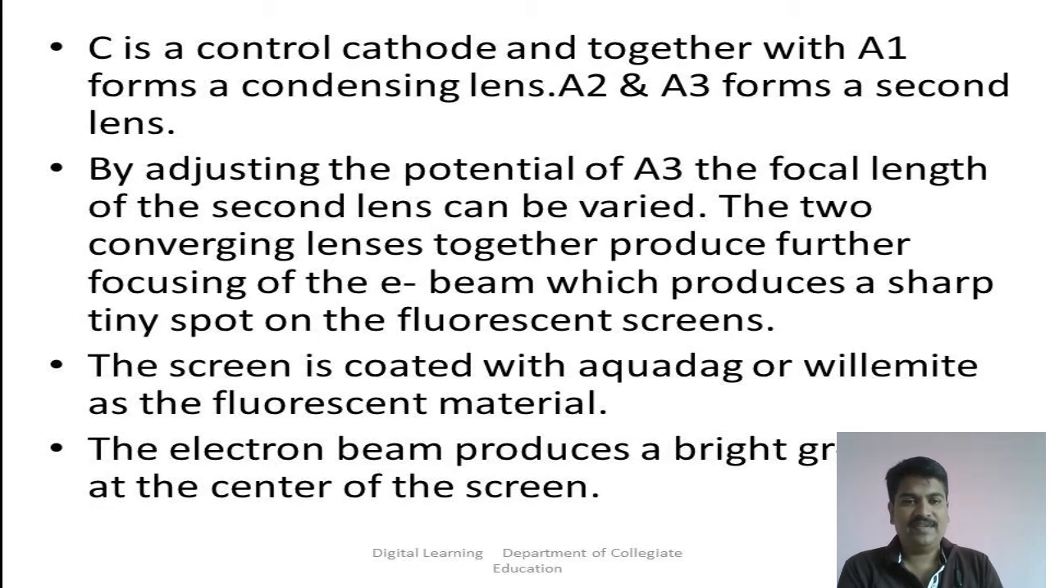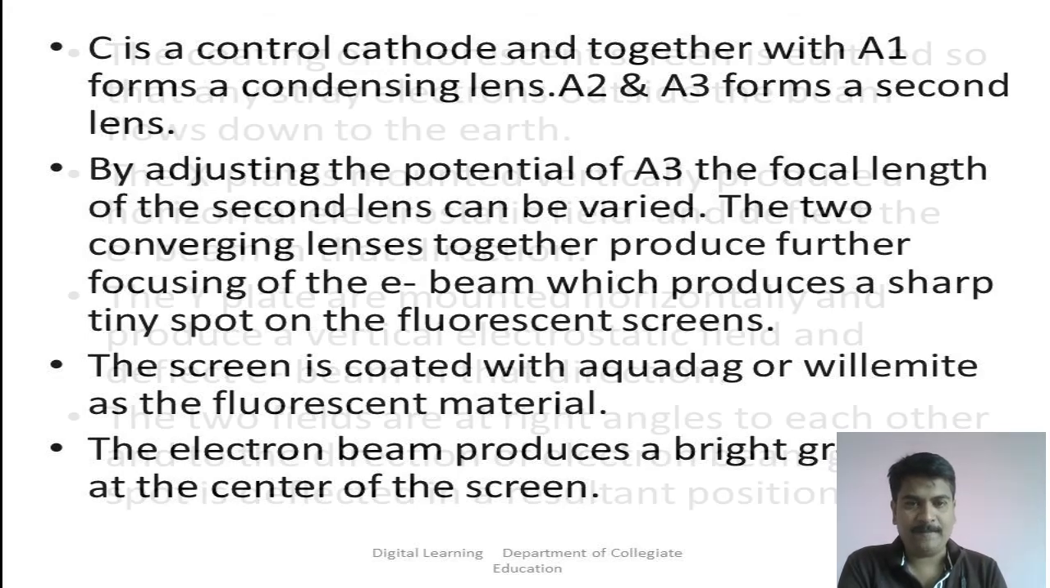Here is a speciality of the screen. The screen is coated with a kind of material called aquadag or willemite. This is a fluorescent material, so any spot that falls on this screen will be clearly visible. Now the electron beam coming from the electron gun, after focusing, produces a bright green spot at the center of the screen.